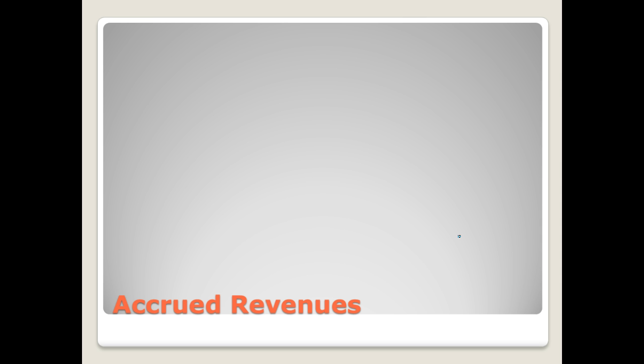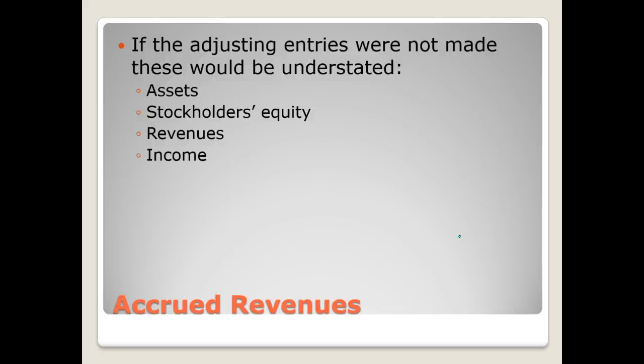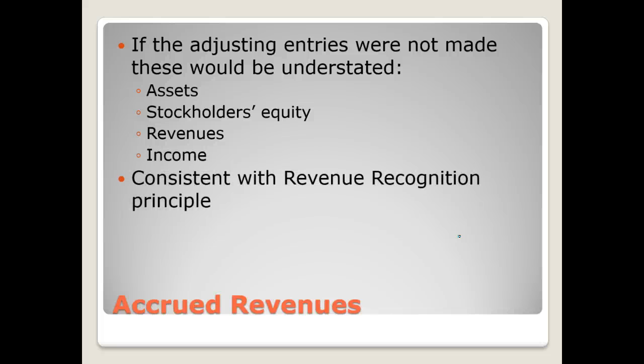To round out our discussion on accrued revenues, if the adjusting entries were not made, we would be understating our assets. Remember, we wouldn't have those receivables in there. We would be understating stockholders' equity, and that's because we would have understated the revenues or the net income. We record accrued revenues to keep ourselves consistent with the revenue recognition principle.